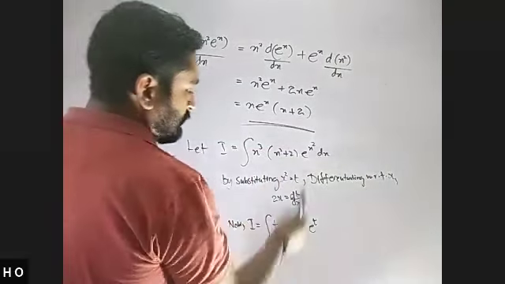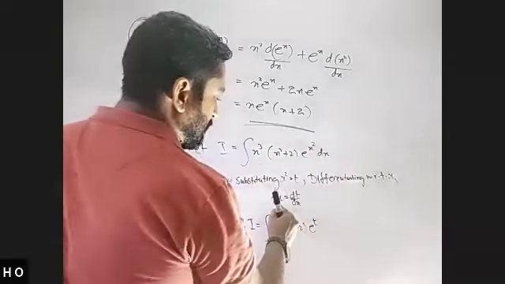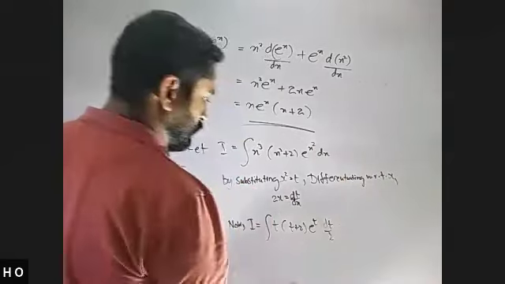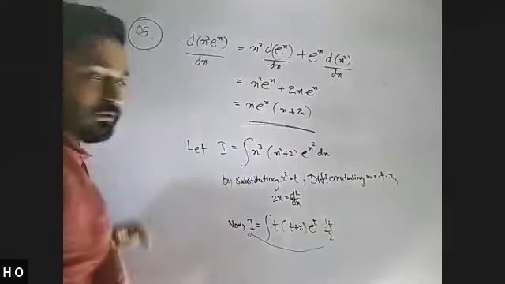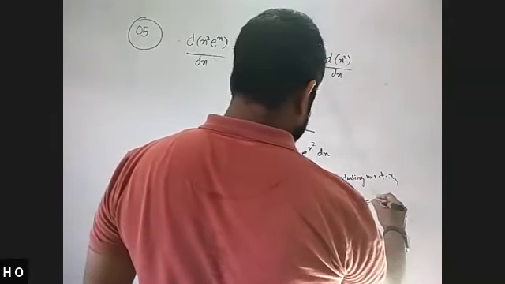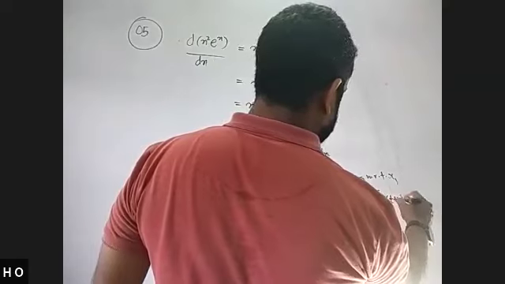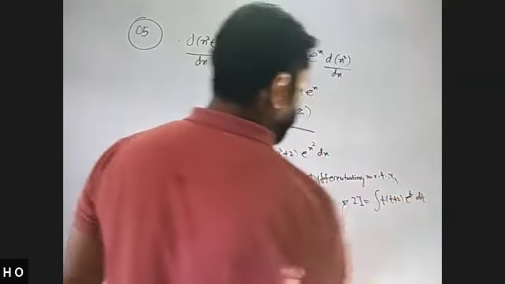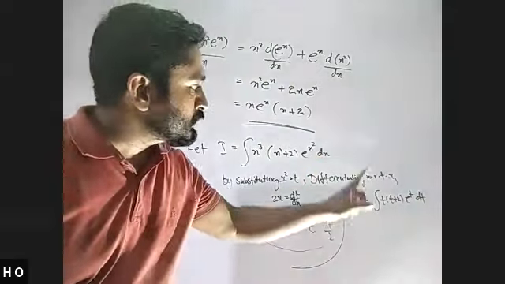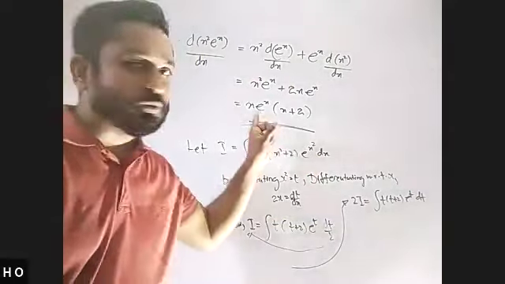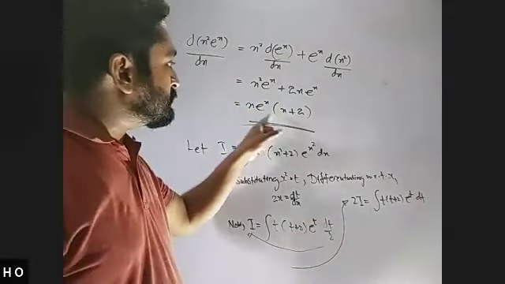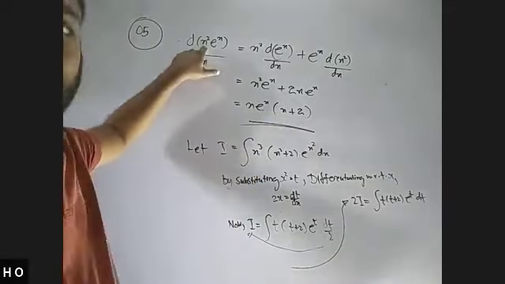x squared has been used. This is okay. x dx is dt by 2. You can multiply these 2 here to balance. So it is going to be 2I equals integral of (t plus 2) e to the t dt. Is that clear? Now you can match t plus 2 e^t dt with x plus 2 e^x dx. (x plus 2) e^x dx is this.